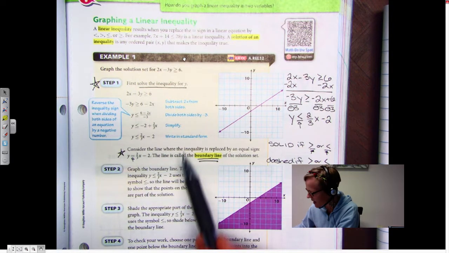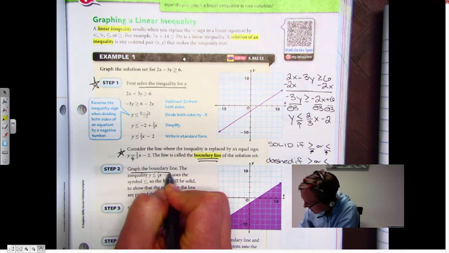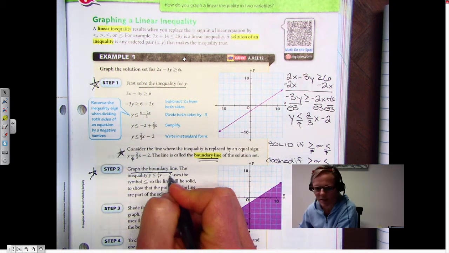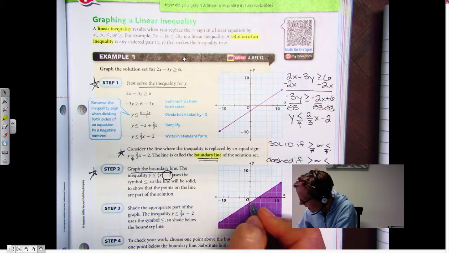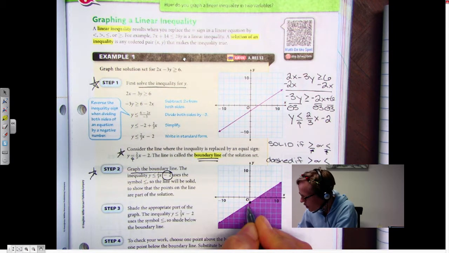And now step 2, we're going to use that boundary line to graph what we know about equations. So we're going to graph the boundary line. So for this one, we're going to go to our y-intercept of negative 2. And on this graph, they've counted by 2s. So negative 2, negative 4, negative 6, negative 8, negative 10. So we're going to start here, and we're going to count our slope. Our slope is 2 over 3.